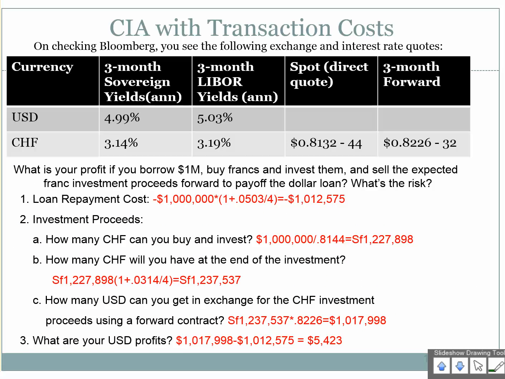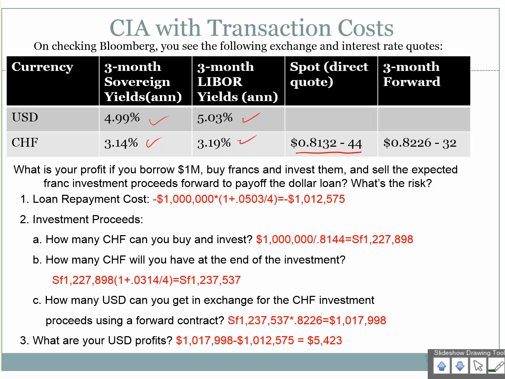So let's look at a real example here. On checking Bloomberg one day, I see that 3-month sovereign yields are 4.99 in the US and 5.03 is the LIBOR rate, the London Interbank Offer Rate, which is a kind of an index of bank borrowing cost. So I could borrow in the US at 5.03 and invest risk-free at 4.99. The Swiss franc market has 3.14 sovereign rates, 3.19 borrowing rates. Again, these are 3-month rates that are annualized, so I have to divide by 4 to get interest charges. The spot price of the Swissy is 81.32, and the forward price is 81.26, and you see there's a bid-ask spread on these.